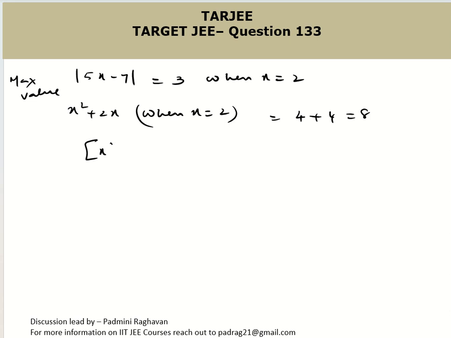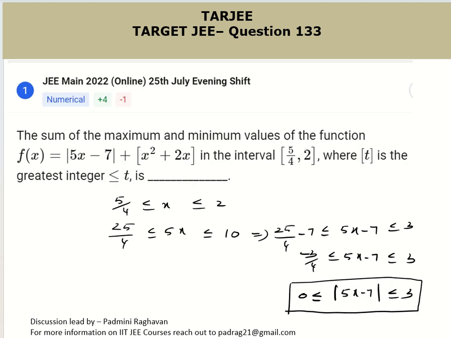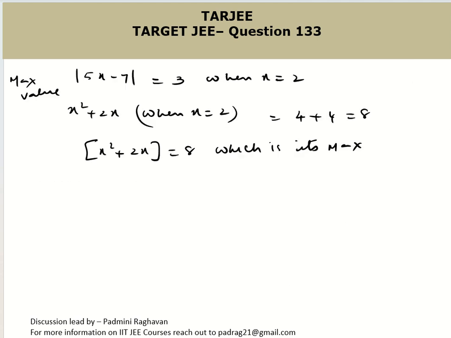So in which case GIF of x square plus 2x is taking a value 8, which is its maximum. So do you understand that when modulus of 5x minus 7 is taking a maximum value, this term also takes a maximum value. So f of x comprises of two terms. One is a mod function, other is a GIF function. When this takes a minimum value, this also takes a minimum value. Minimum plus minimum will give me the minimum value. When this takes a maximum value, this also takes a maximum value. So maximum plus maximum will give me the maximum value.